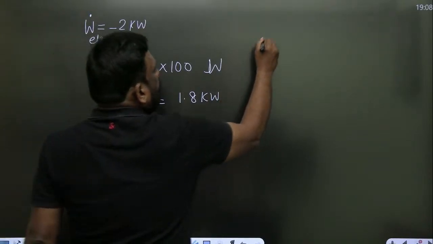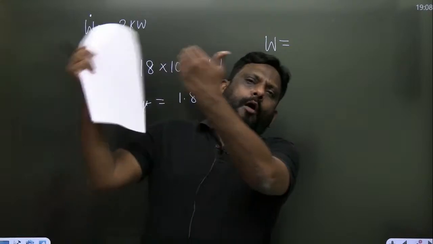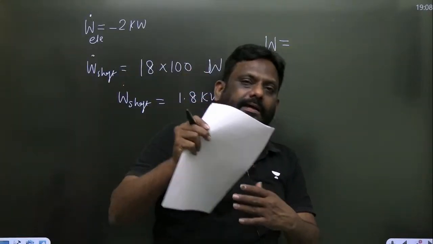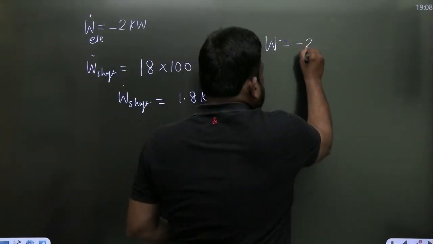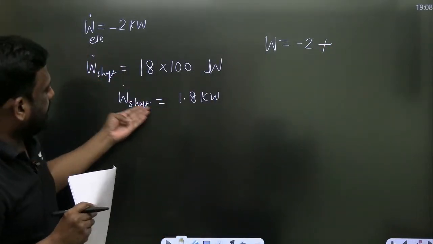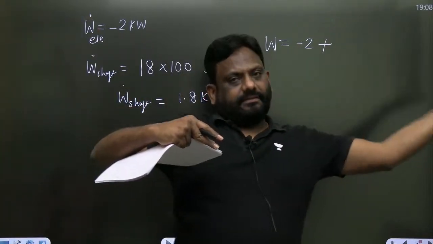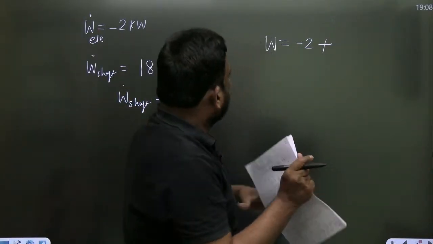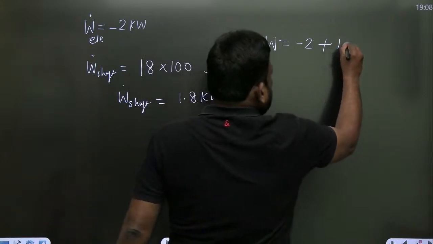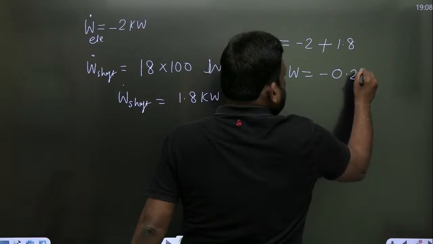So what will be the total work for this motor? Work done on the system, that is electrical work, is -2. Plus there is the shaft work. What is the shaft work? The motor is absorbing this much and giving some output. So the total work is given by this as 1.2. Now what is the total work? I think it is 0.2 kilowatt.